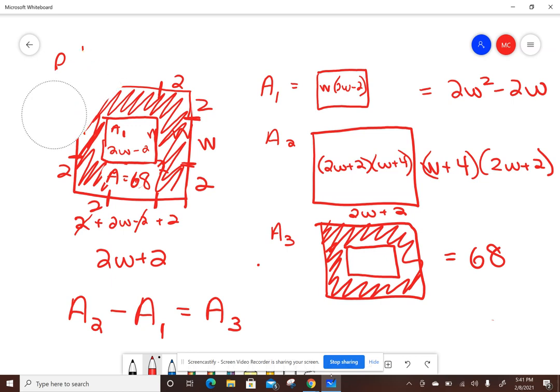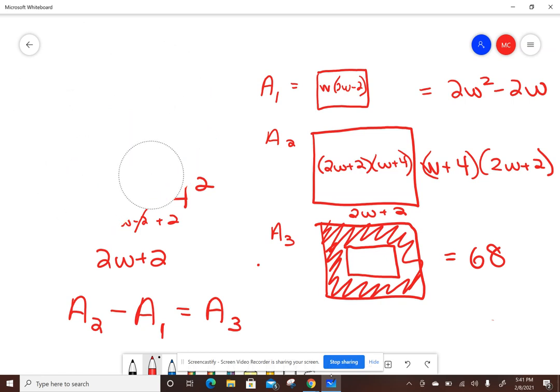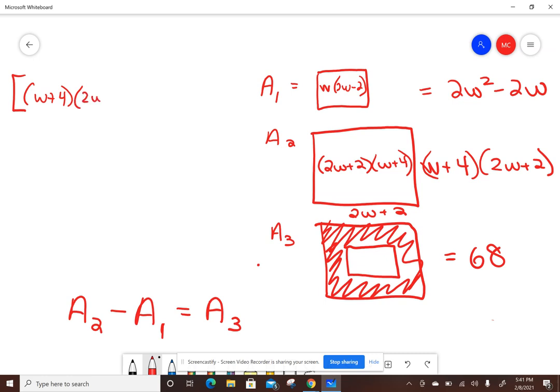Okay, so that means area 2 is W plus 4 times 2W plus 2 minus 2W squared minus 2W, and that equals 68. Because the area of the whole big thing here minus the picture gives us the picture frame.